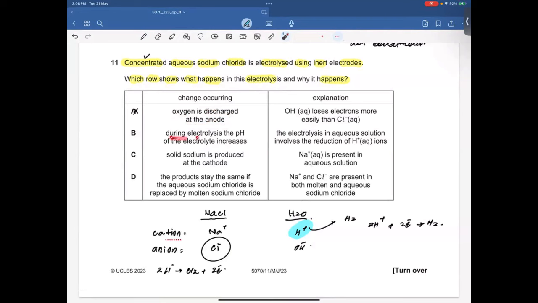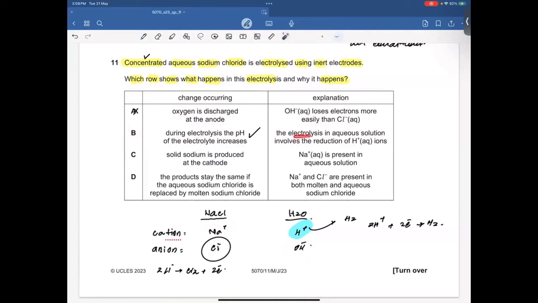Next is during electrolysis, the pH of the electrolyte increases. The pH of the electrolyte increases because the remaining sodium and hydroxide ions combine together to give sodium hydroxide, which makes the electrolyte alkaline. And if the electrolyte is alkaline, which means the pH is going to be greater than 7. So I believe this statement is right.